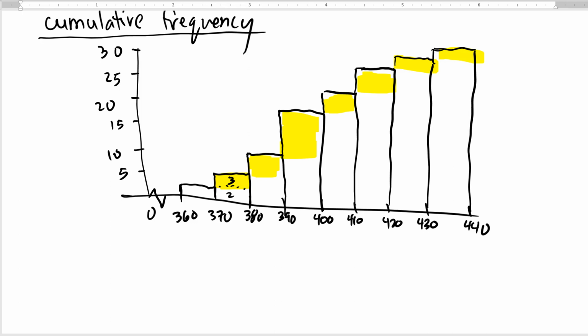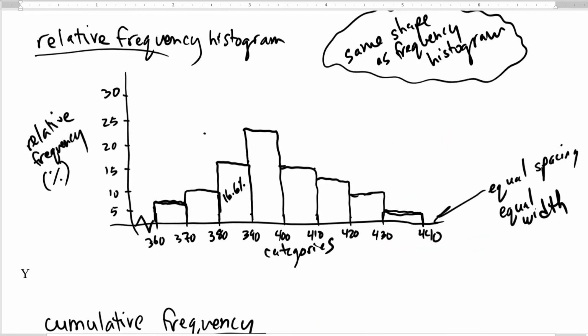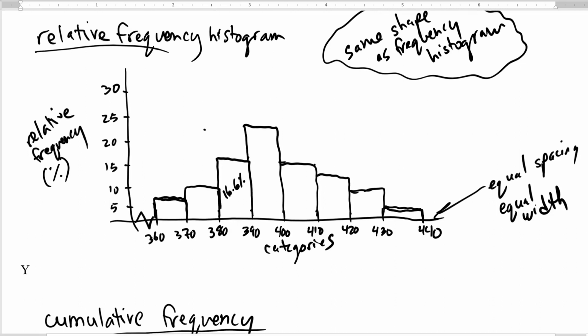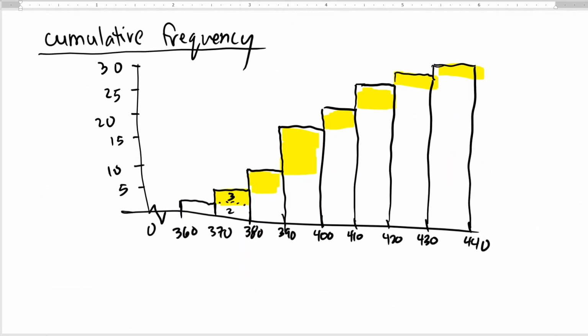So each of these things I highlighted are basically these bars right here, just now being added, accumulated up to the total of 30. It's kind of cool. You don't need to worry too much about that. I just thought it was interesting. We only have one more. We've done a frequency. We've done a relative frequency. We've done a cumulative frequency.